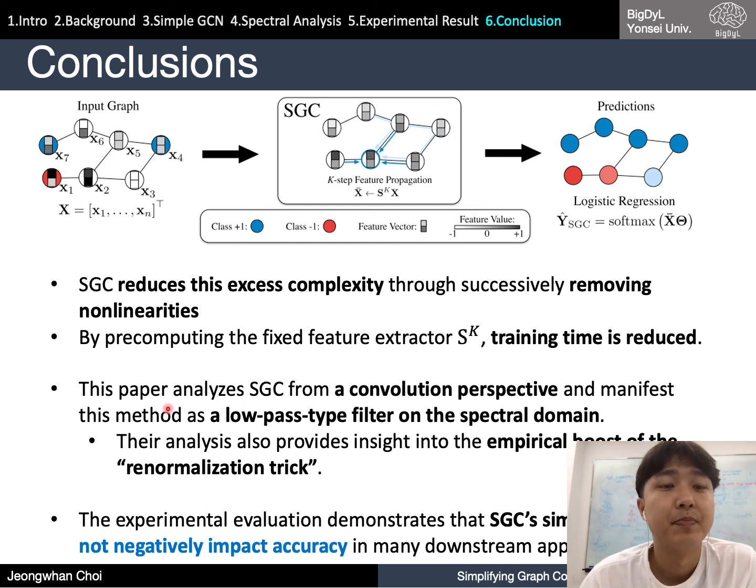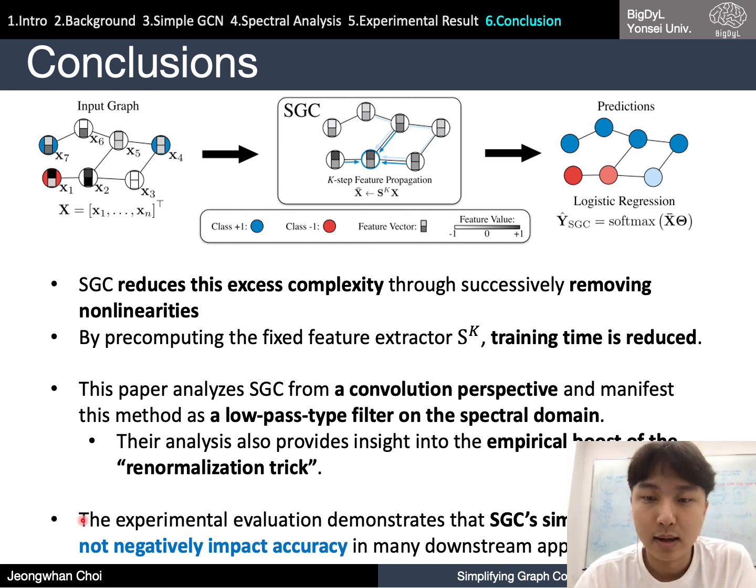And then this paper shows SGC from a convolution perspective and manifests this method as a low-pass type filter on the spectral domain. From this analysis, they provide insight into the empirical boost of the renormalization trick, which is the augmented normalized adjacency matrix. And the experimental evaluation demonstrates that SGC's simplifications do not negatively impact accuracy in many downstream applications.